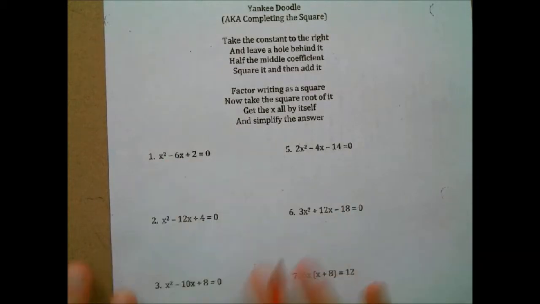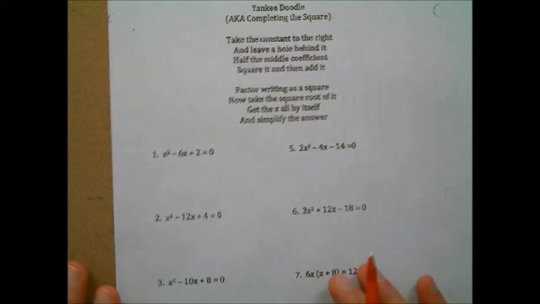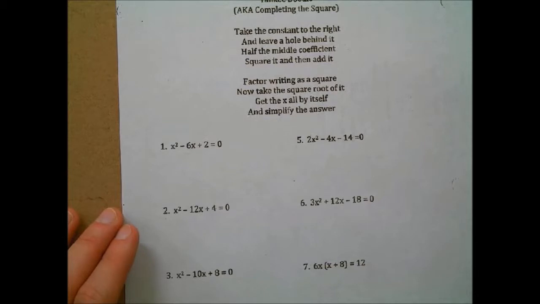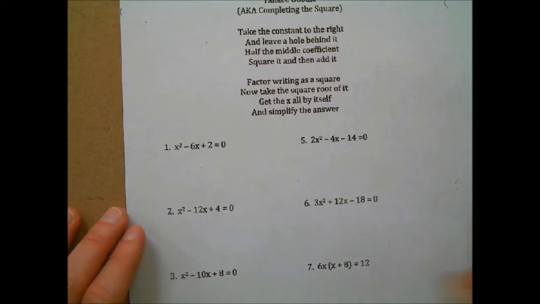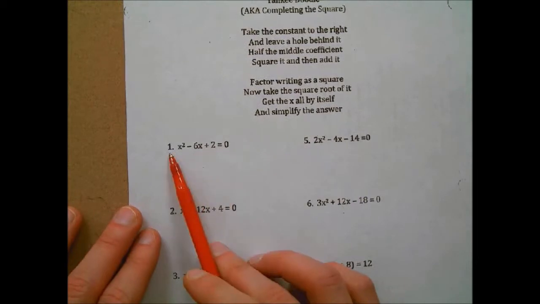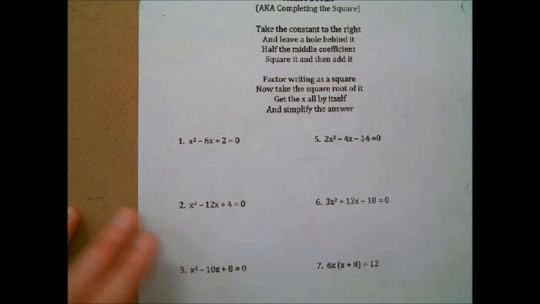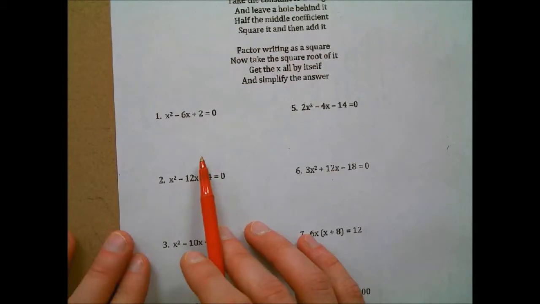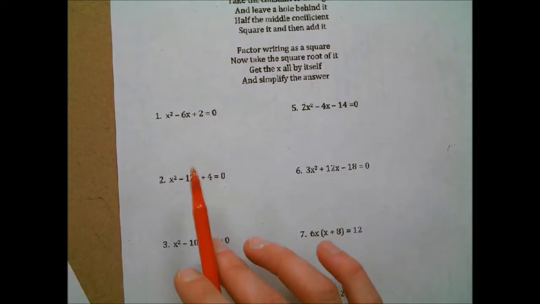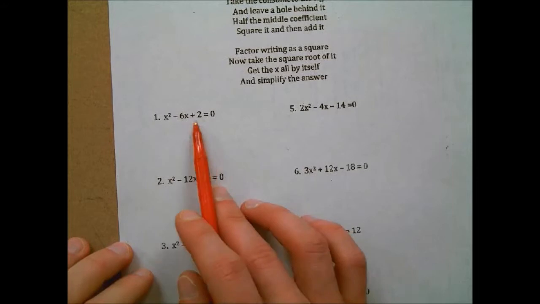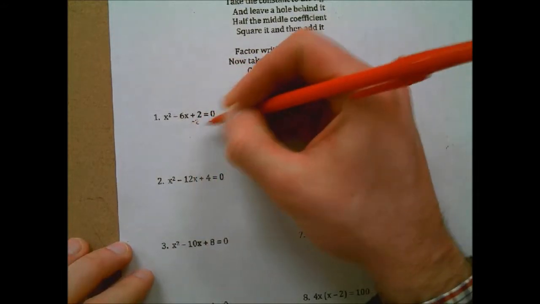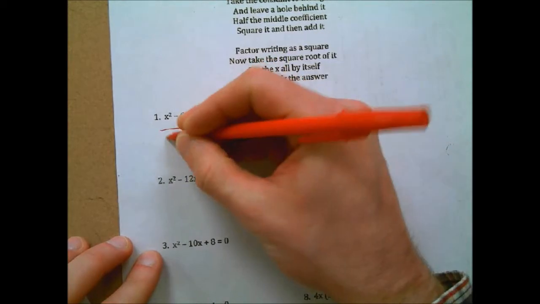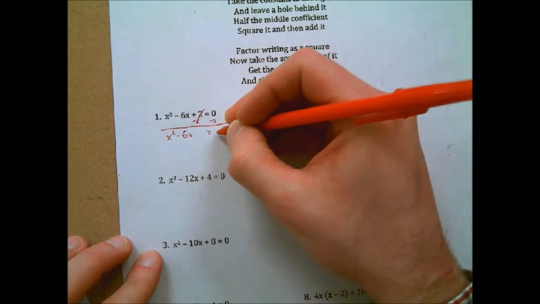Anyway, let's try another one here and see how we did. Okay, all right. So number one. We'll take a look here. Again, we're just following the directions that we had from before. Same kind of steps here. So we're going to collect all the variables on the left, numbers on the right. So here, if we want the variables on the left and the numbers on the right, what do we need to move here? The 2, right? So we'll subtract 2 from both sides. Okay, that's gone. We have x squared minus 6x equals negative 2.